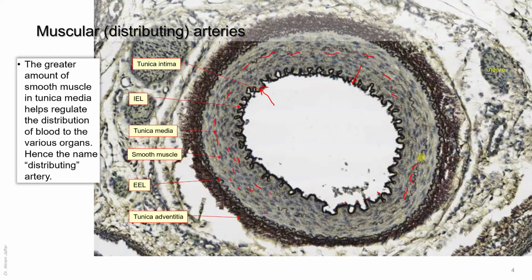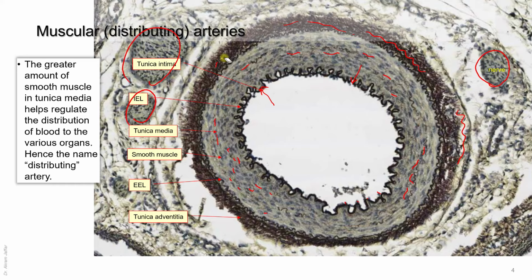Only a small amount of elastic tissue, but there are collagen fibers. And then you find another layer, another collection of elastic fibers here, which is the external elastic lamina, separating the tunica media from the tunica adventitia, where connective tissue is formed. You can see a nerve accompanying the blood vessel. Here's another nerve. So these are distributing arteries.